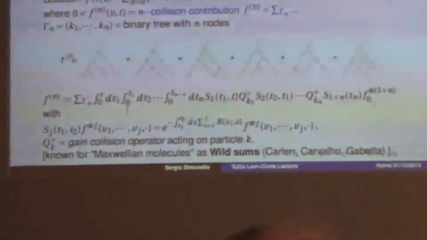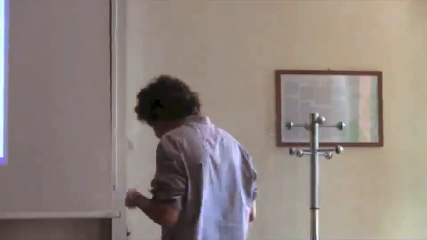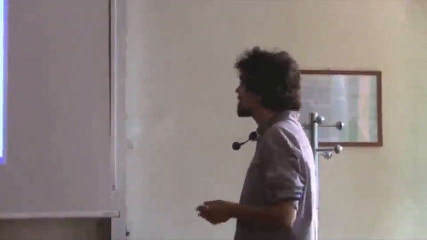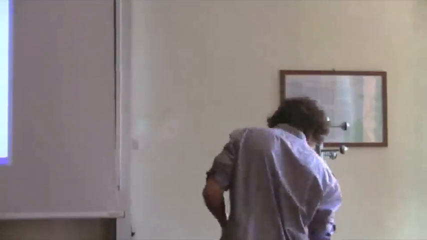Actually, this expansion was already known in the case of Maxwellian molecules, which I will introduce in the next slide, and this was known as Wild sums, and was studied in 2000 in quite some detail by Carlen, Carvalho and Gabetta. So Maxwell molecules are an extremely simplified model, which still gives you interesting information on what's going on. In fact, it was used already at the times of Maxwell and Boltzmann themselves. So let's look at the statistics of backward clusters first for such a model.